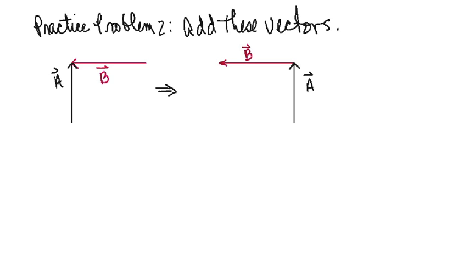All right, here we go. Notice that here A and B are head to head, and just move them head to tail. And then draw the resultant from the tail of the first to the head of the last one. You get this nice little vector R right there.